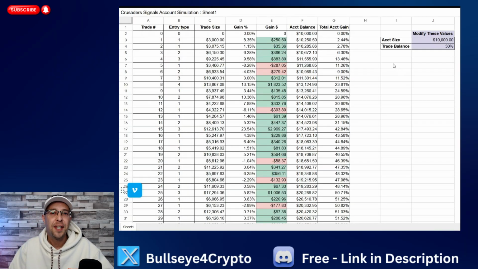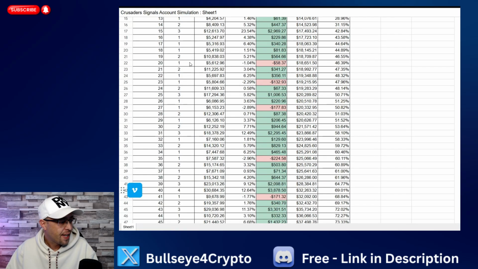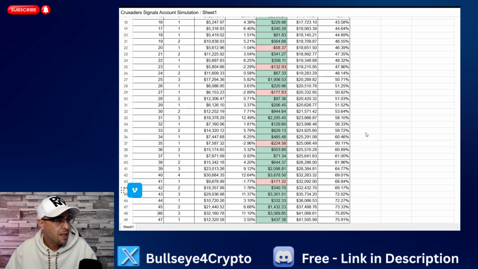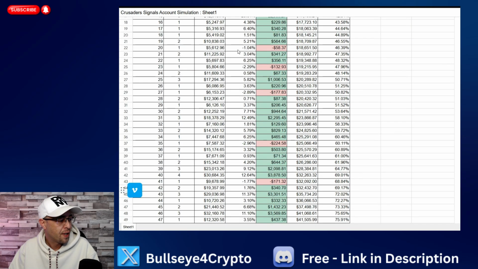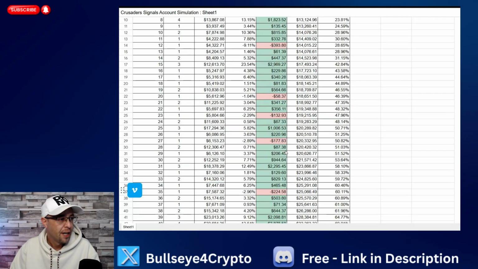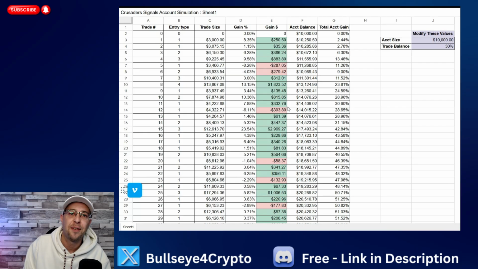But firstly, these are the results from Levi. This is the last 47 trades, based on a 10,000 portfolio with a 30% trade balance. What he's done over the last 47 trades by just using this strategy is get to 41,505. So this is tested, this is proven. You need to look and test this on yours.